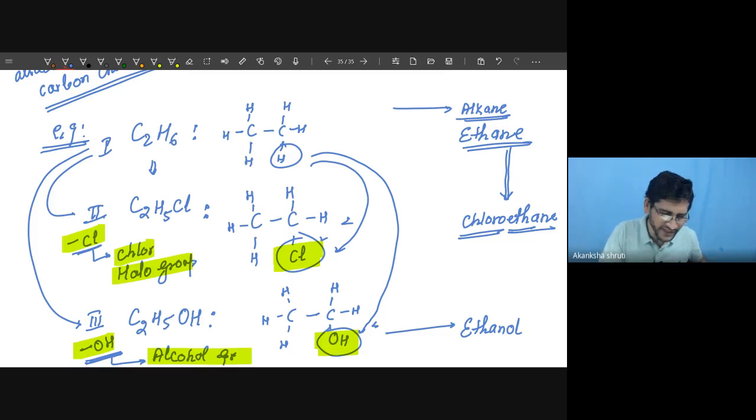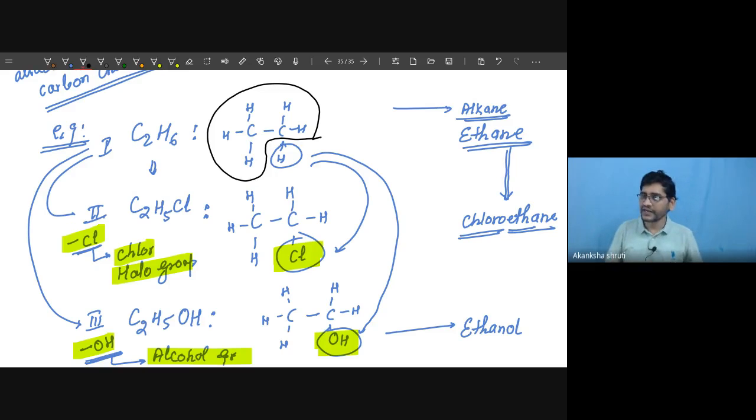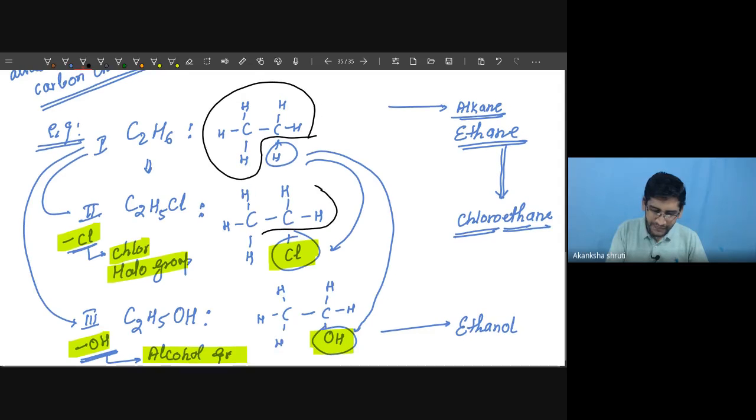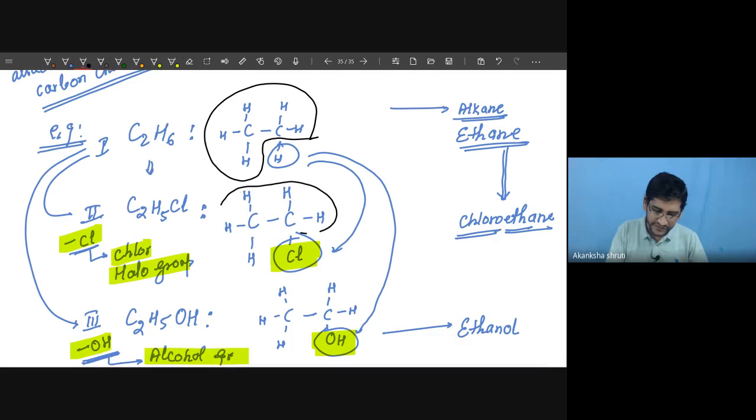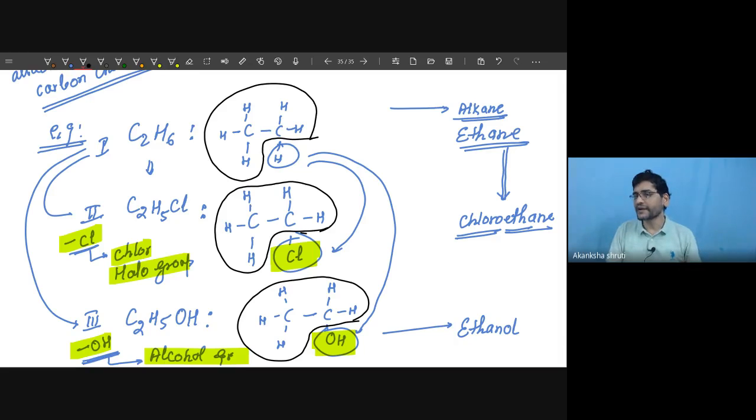This means that this group, Cl and OH, these are the group of atoms that decides the characteristic of this entire molecule, irrespective of the remaining carbon chain. Getting? Irrespective of this, in every case the remaining part is identical, but this Cl has given different characteristics.